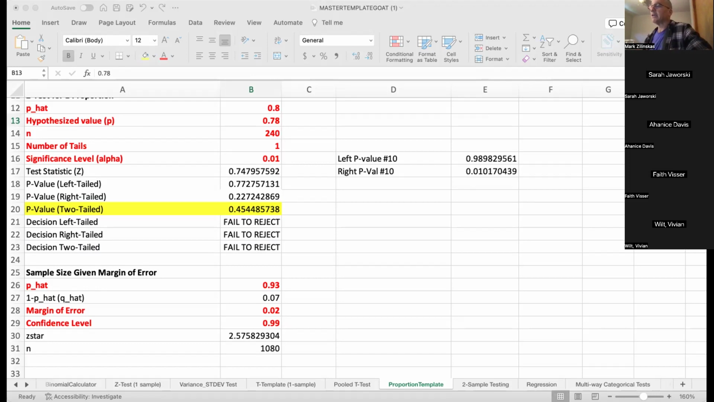So is there enough evidence to claim the proportion is more than 70%? Well, we would answer no. Okay, and check this and make sure we did this correctly. And sure enough, we did.